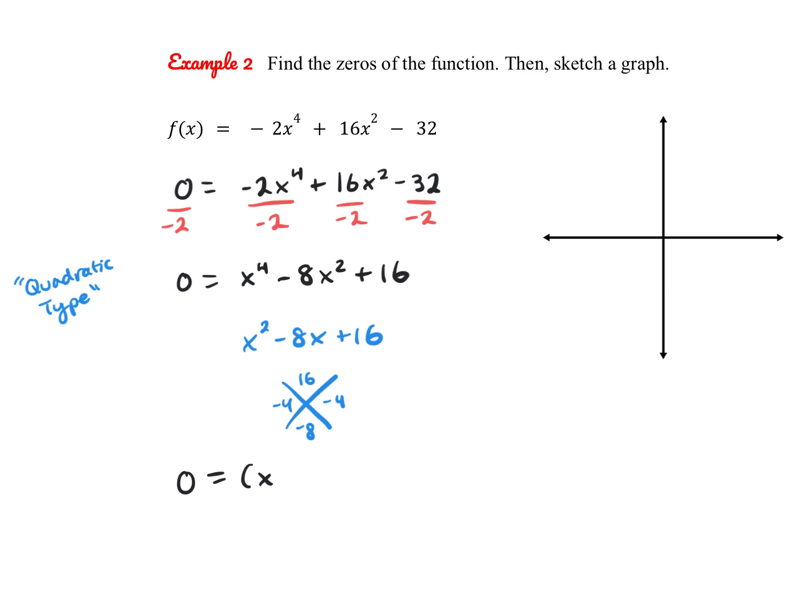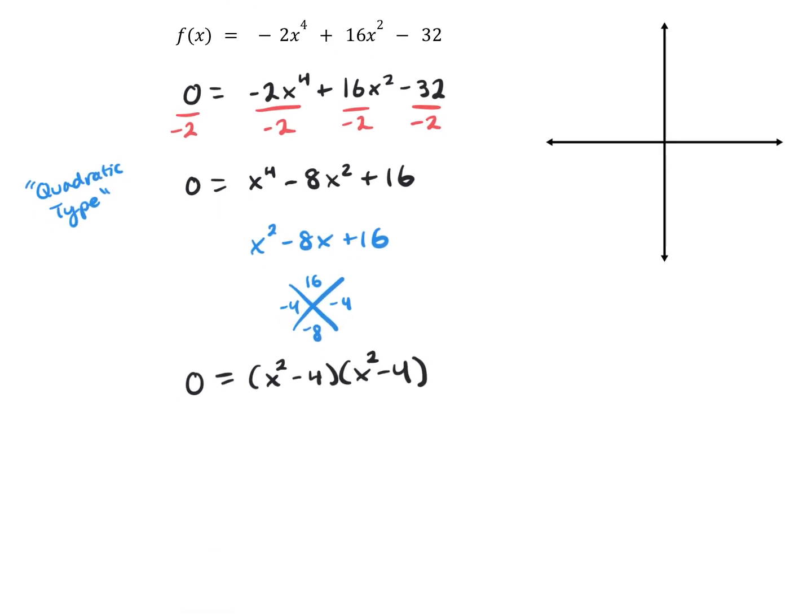But instead of saying x minus 4 times x minus 4, we need to adjust our exponents for our first terms. So if it needs to multiply to make x to the 4th, these are both going to be x squared. All right, from here we should always ask ourselves, can I factor more? And for both of these, we can. We can use difference of two squares.